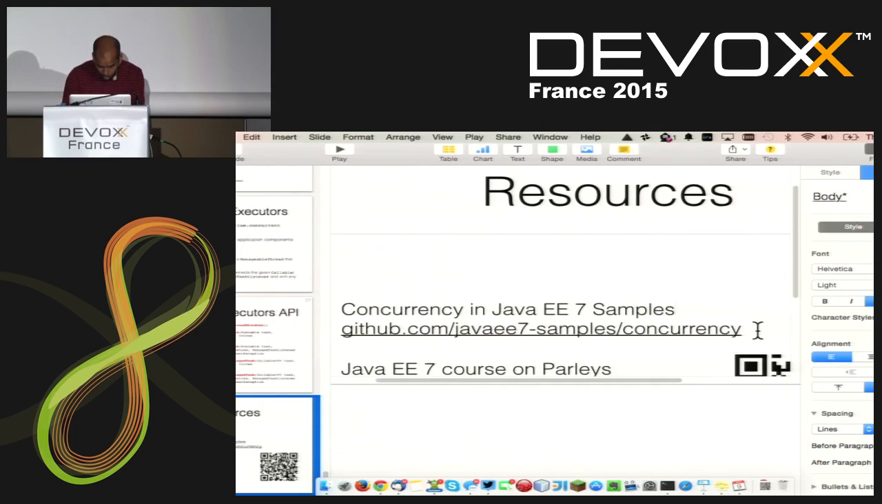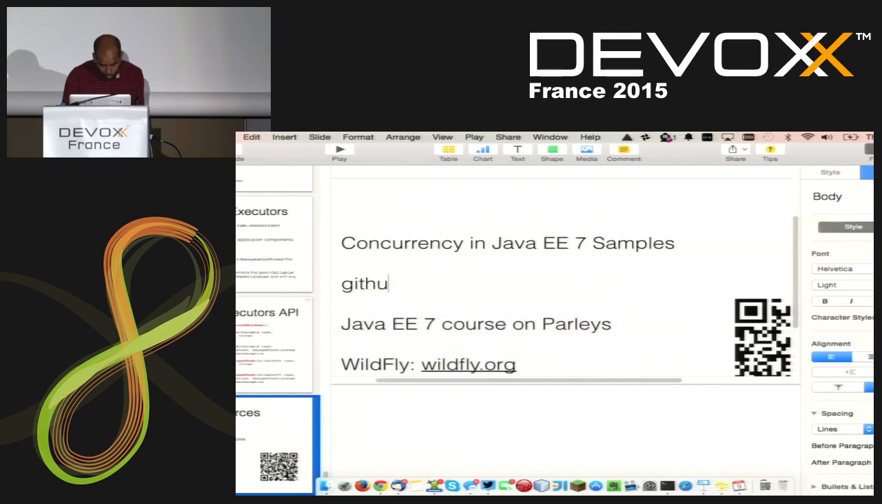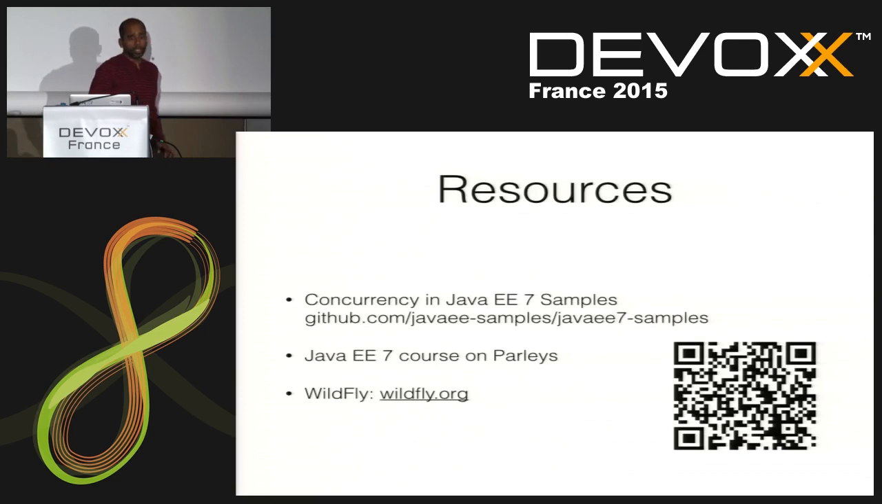So let's fix it on demand here. This is github.com/javaee-samples/javaee7-samples. So this is the correct URL.